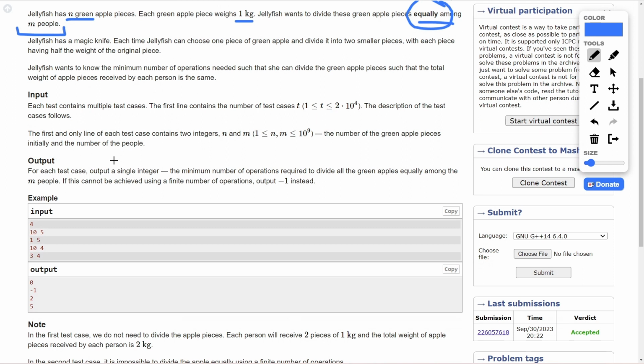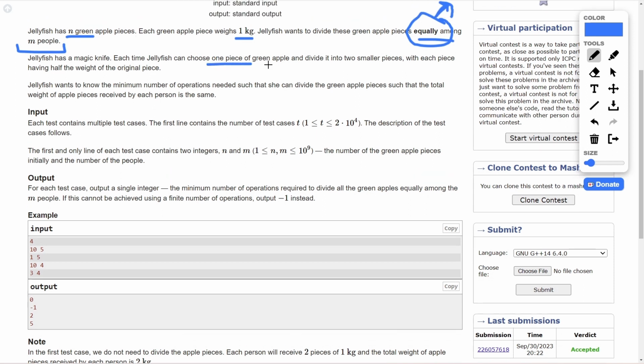So what we do is we choose one piece and divide it into two smaller pieces. Suppose this is one apple, we divide it into two smaller pieces, and it should be the same. What we have to output is the operations required to divide all the green apples.